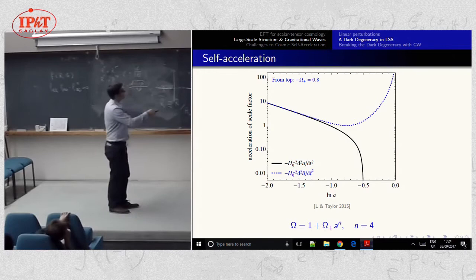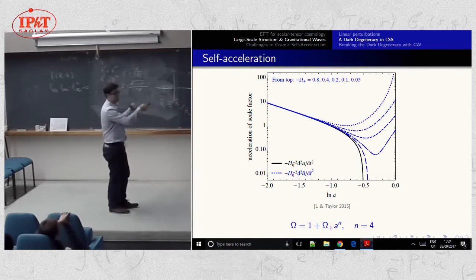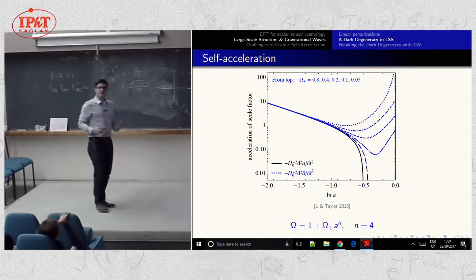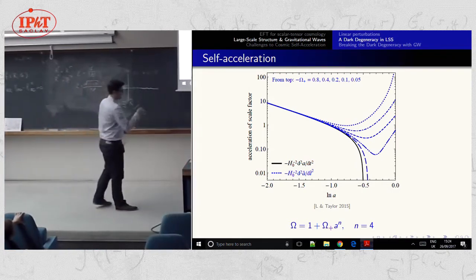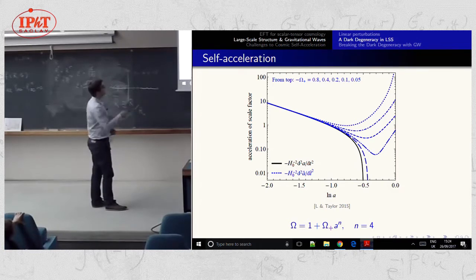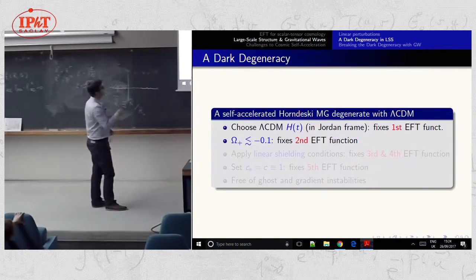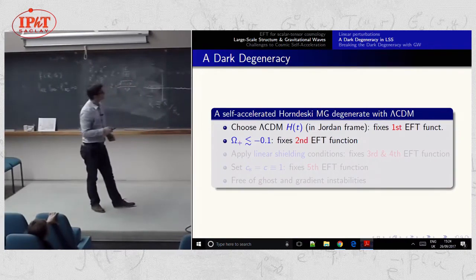Okay, so I'm reducing now this amplitude, and you can see how this thing comes down. And at some point, I hit the threshold. If I reduce the amplitude further than that, then I'll get to a model where I really have added dark energy in order to achieve cosmic acceleration. So I'll just pick here the threshold of omega plus of -0.1, and that defines my second EFT function.